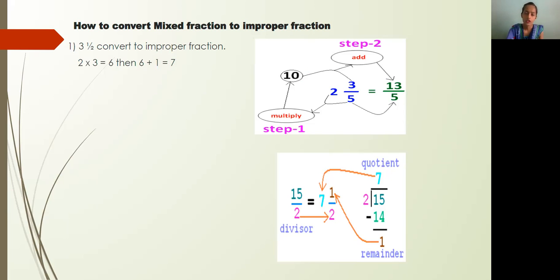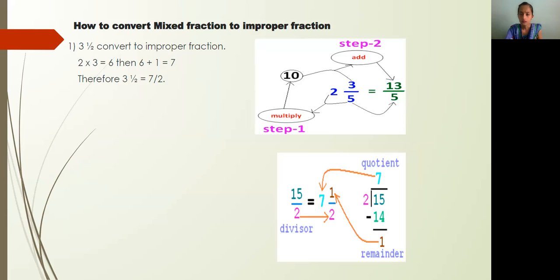The steps involved: first, 2 into 3 is equal to 6. Here we have to multiply the whole number by the denominator. 3 is the whole number, 1 by 2 is the proper fraction. We multiply 2 into 3, then we get 6. 6 is the product. Then we have to add the product to the numerator. 6 plus 1 is equal to 7. Therefore, 3 and 1 by 2 is converted into the improper fraction 7 by 2.